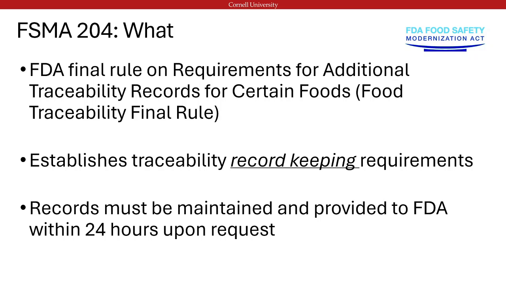And essentially what this does in a nutshell is establishes traceability record-keeping requirements. So basically, more documentation and more data needs to be kept at certain stages of the supply chain for select products to enhance the traceability. And importantly, records must be maintained and provided to the FDA. And if they do come to your facility and ask for your traceability records, they need to be provided within 24 hours on an electronic sortable spreadsheet.